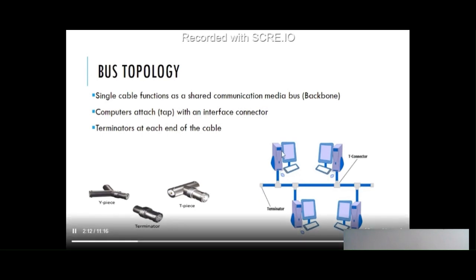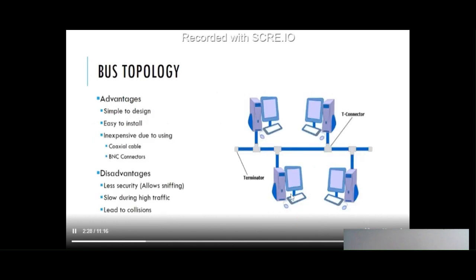But here there are four computers which are connected with each other, and they connect with different types of connections like Y-piece connection, T-piece connection, or a terminator, which means there is no next connection. Here you can see the connection with one computer, a T-piece connection. Here also a T-piece connection. So that is called bus topology.